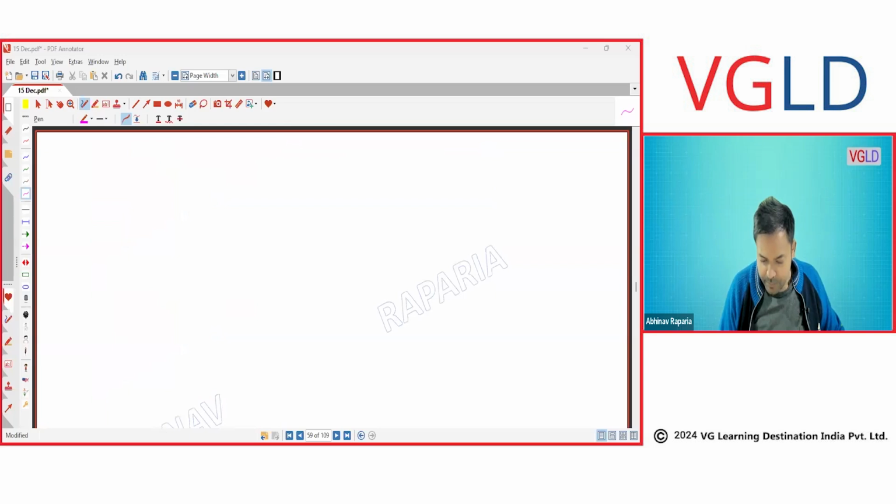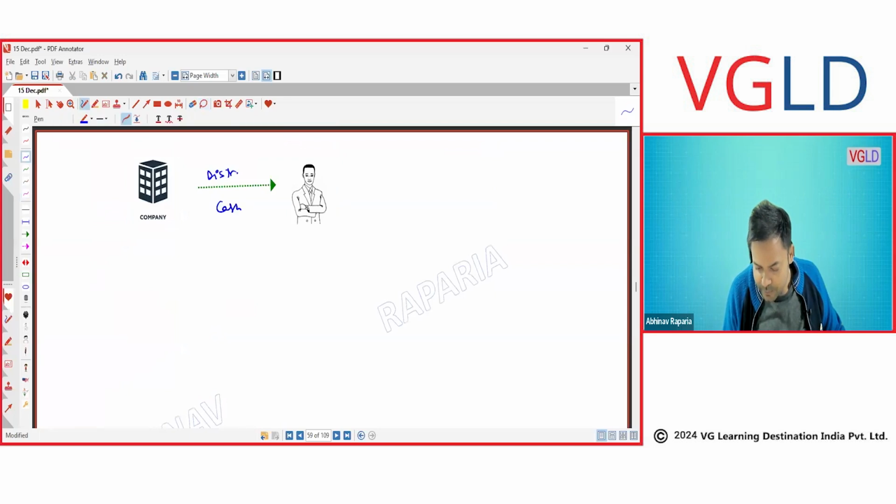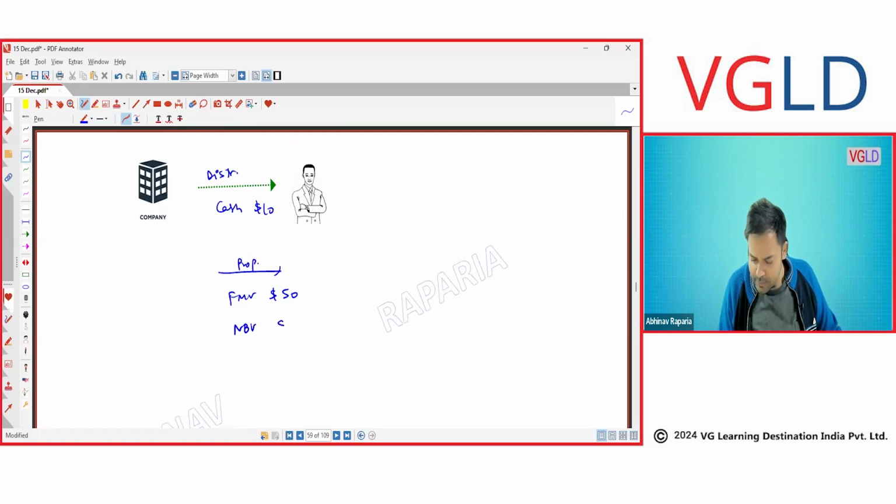Let's try one question. Company is giving cash, $10. Company is also giving property for which fair market value is $50. Net book value, let's call it also $50. Shareholder's basis is 0. Current year's earnings and profit and accumulated earnings and profit are 100 and 0. What is capital gain?